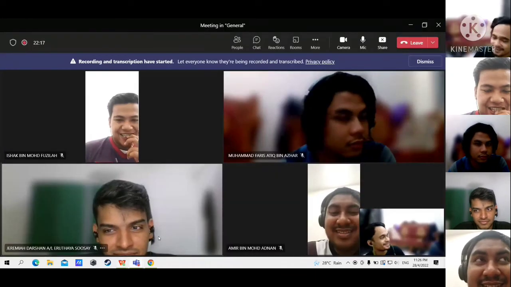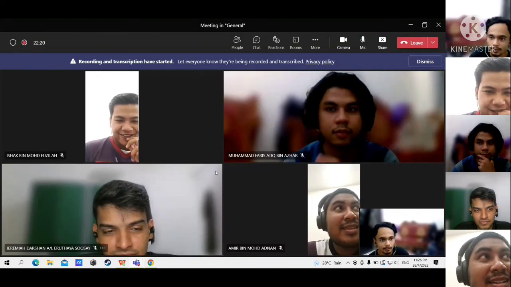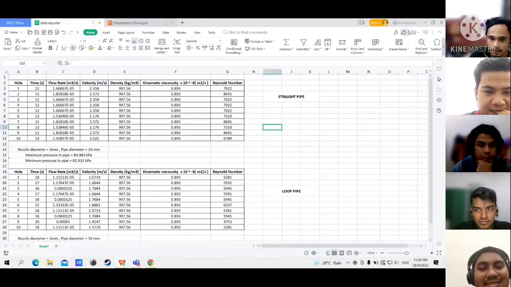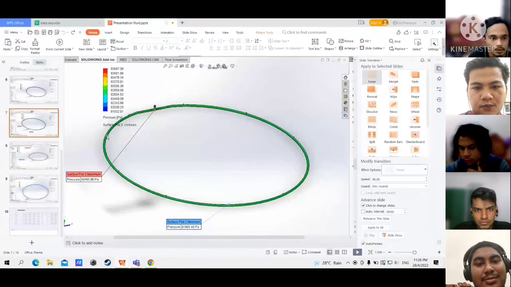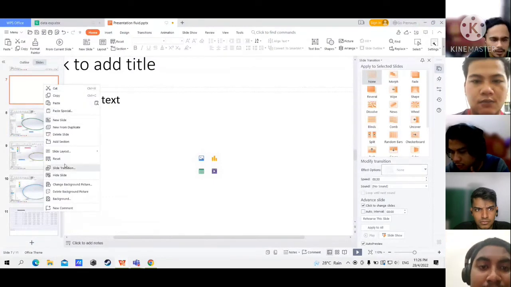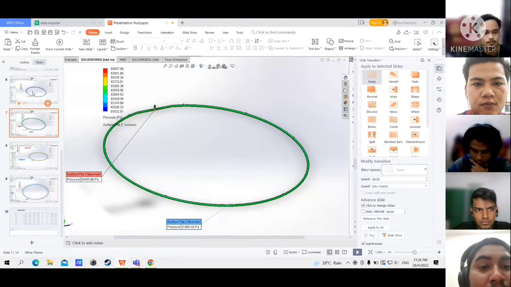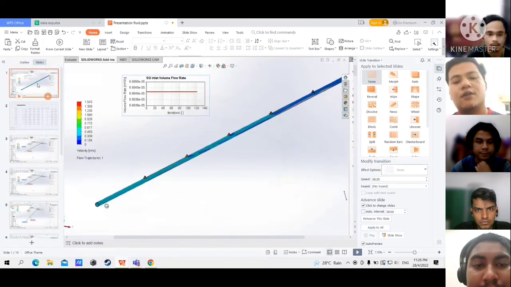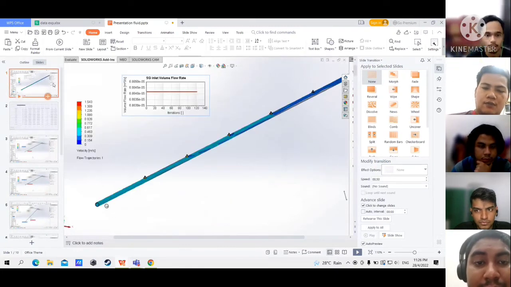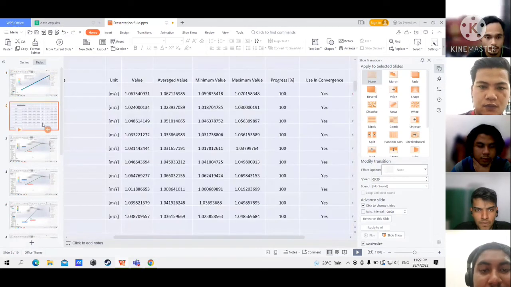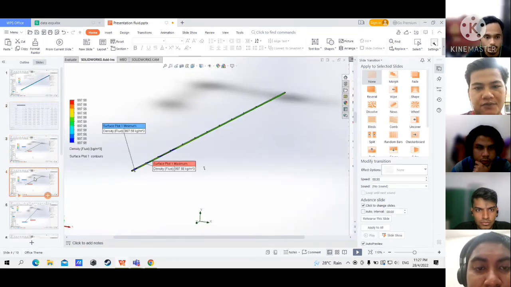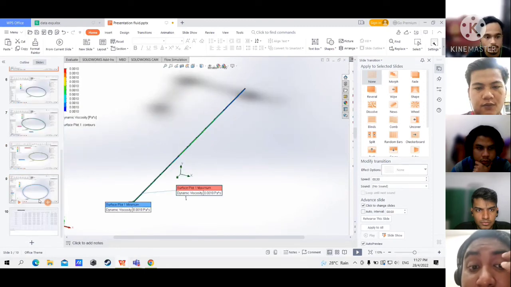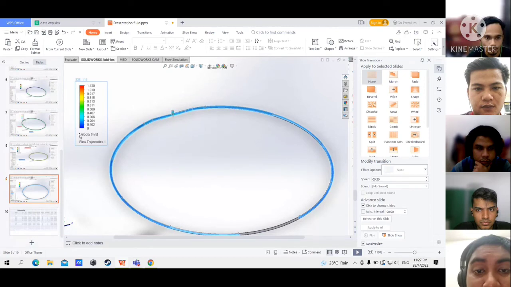Okay, thank you. From this data, we also ran an analysis. Can you see it? Okay, from this analysis, we got velocity, and this is the data from the analysis. Velocity and then pressure, density, viscosity. Same goes for the loop pipe.